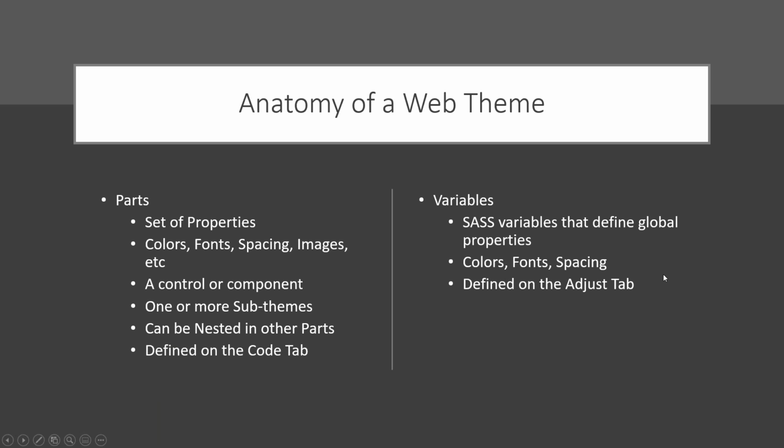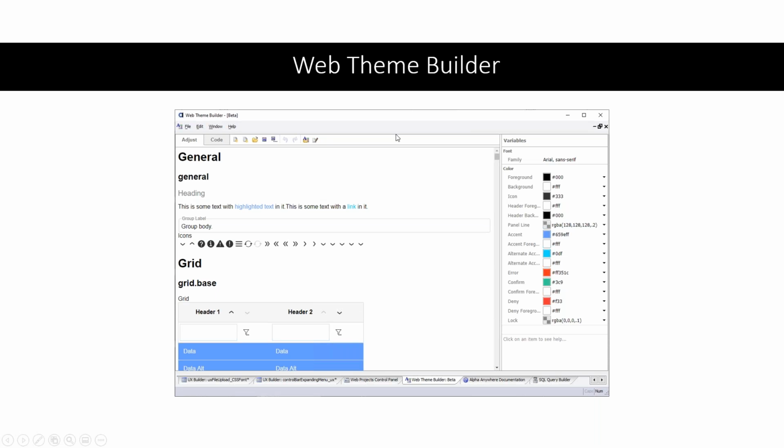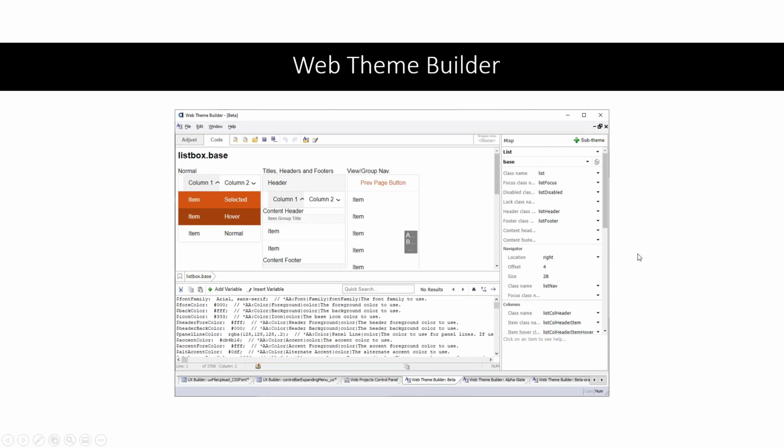You can extend the variables. There's a way to do that. We can talk about that later if someone has a question on how to do that. But those are exposed to the UI, so you can change them not only in that web theme builder, but I believe the UX component has a way to adjust the variables on the web theme itself without having to go in there. And here we go. Here's the adjust tab where the variables are defined, and then here's the code tab where you find all the parts that you can modify.